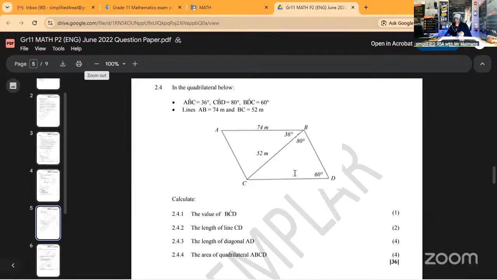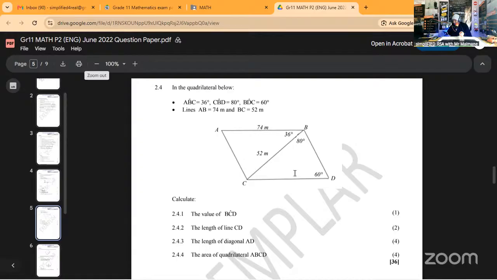Now, for 2.4, I don't know if I should leave it or should we do it together. What do you think, since you're writing tomorrow? Can we do 2.4.3 and 2.4.4? We might as well just do all of them because that's the heart of it. And I think we might need information from 2.4.1 and 2.4.2 in order to proceed with the other ones.